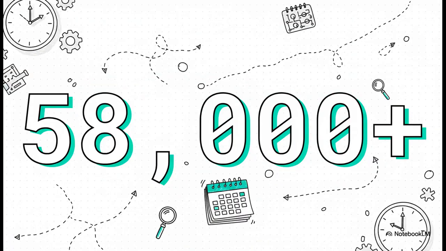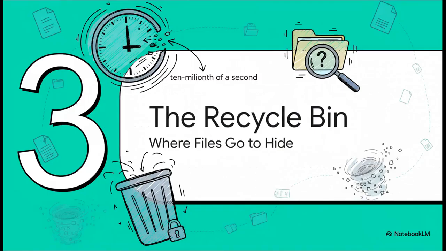And if that wasn't wild enough, the second secret is just its sheer scale. This system is so big it can track every single one of those tiny little intervals for over 58,000 years. I guess Microsoft was really planning for the long haul when they designed this thing. Okay, so we've got the when down to a 10 millionth of a second. That's pretty solid.